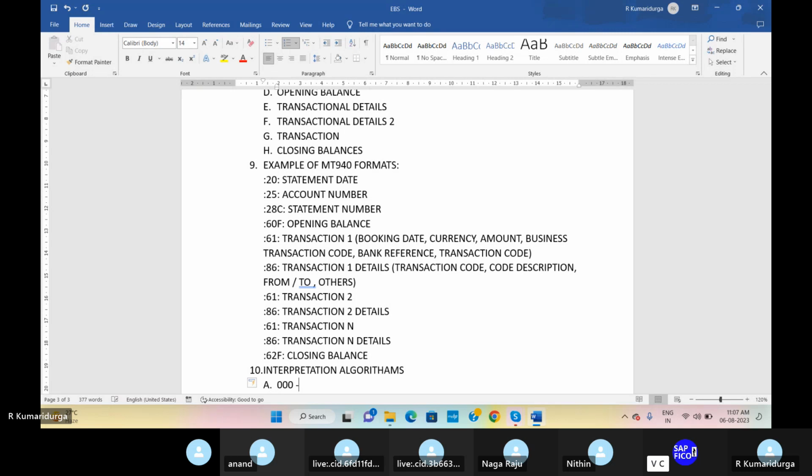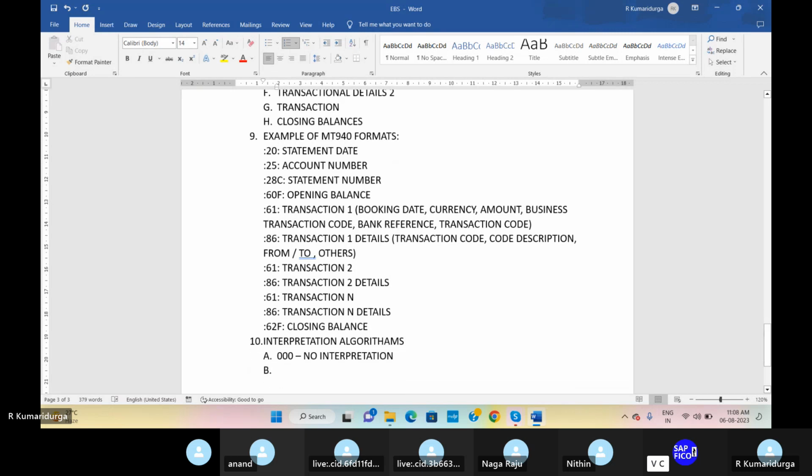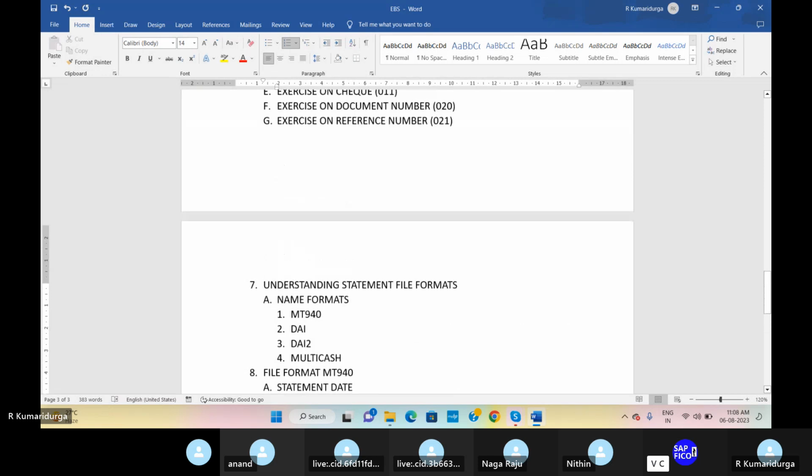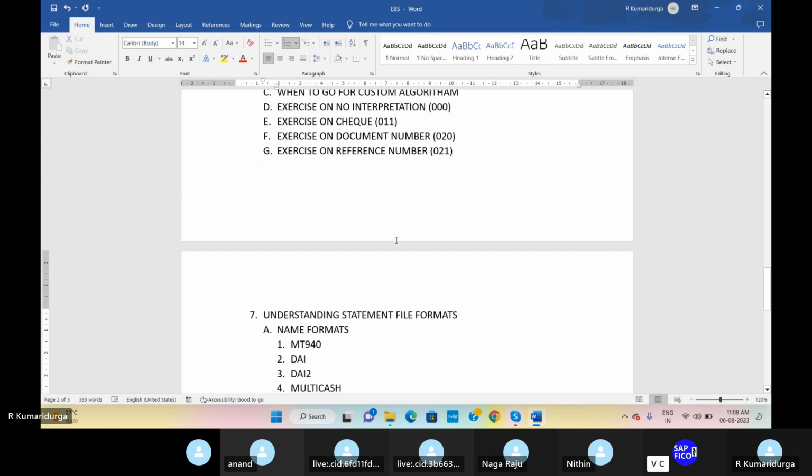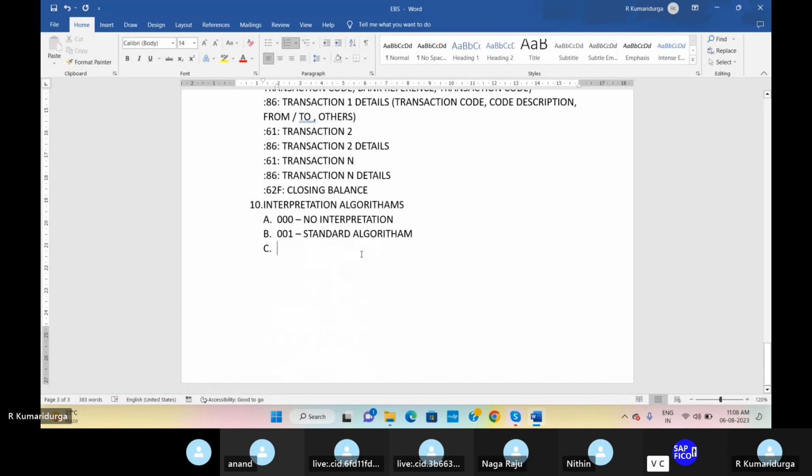The first one is 000, just put the hyphen, no interpretation. I have already given you these algorithms in the above points. 000 is no interpretation. The next one, 001, standard algorithm. Why do we need to use this? We use this algorithm if you don't want to use the standard algorithms supplied by SAP. Instead, you use the algorithms you have defined yourself with the help of conjunctions and with functional enhancements.